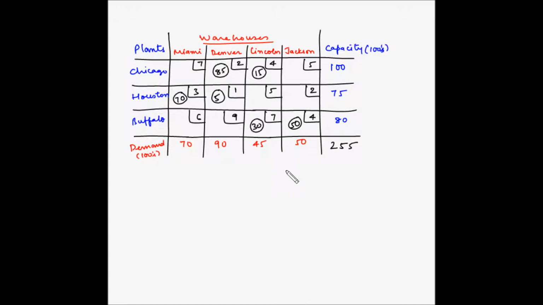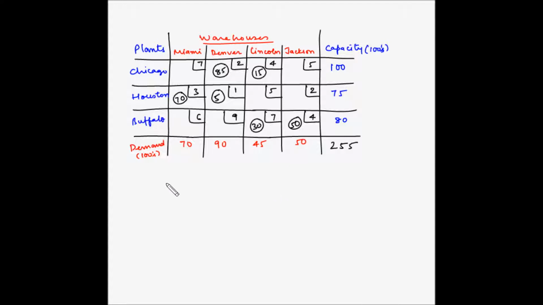So this is the initial feasible solution that we had achieved using the Vogel's approximation method. Now, step number 3 is to test the initial feasible solution for acceptability. Now, there are two conditions to test for acceptability.